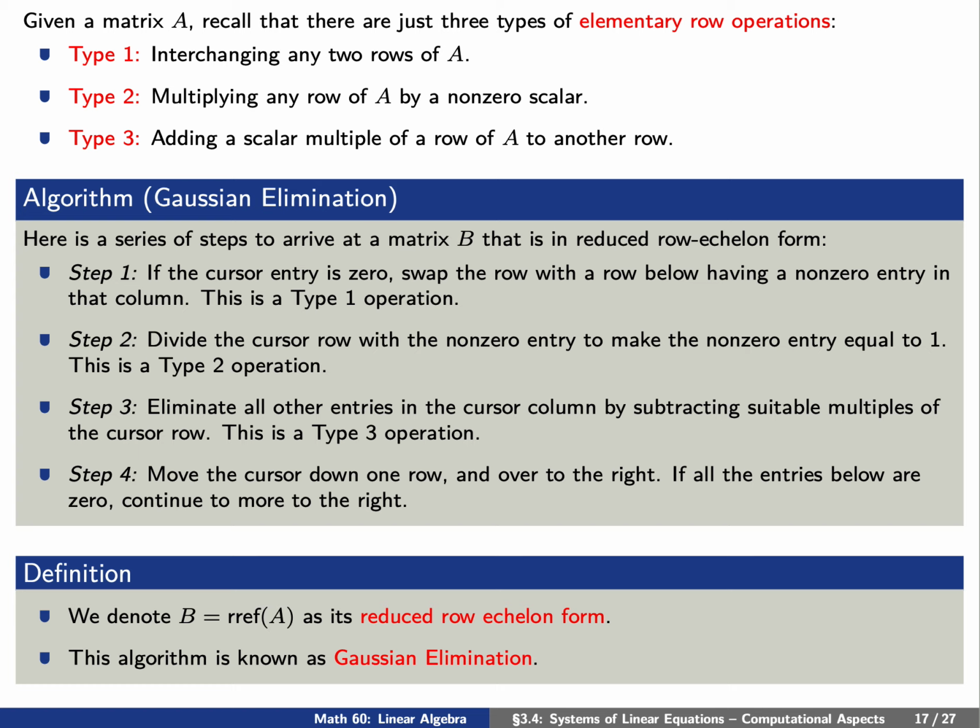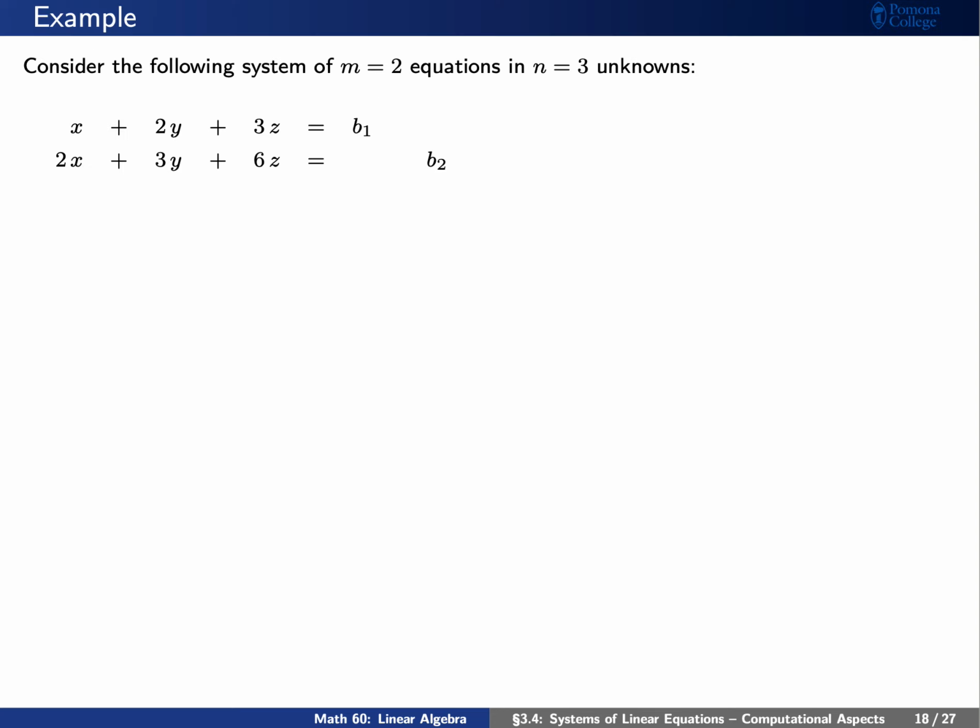We'll denote the matrix that we get in this form the reduced row echelon form. This whole algorithm is called Gaussian elimination. Let's give an example of this to explain what's happening. We'll consider the following system of 2 equations and 3 unknowns. We'd like to try to solve for x, y, and z as best that we can.